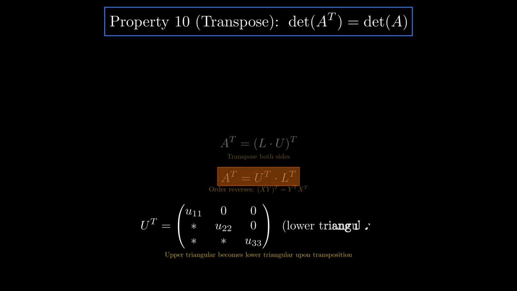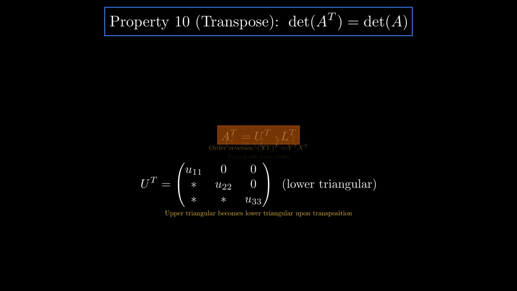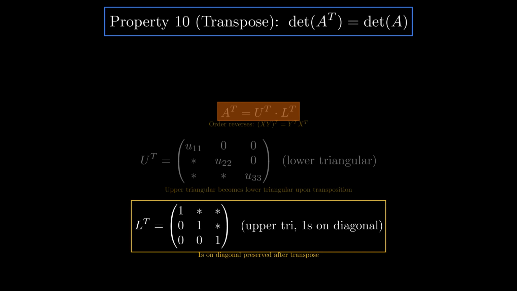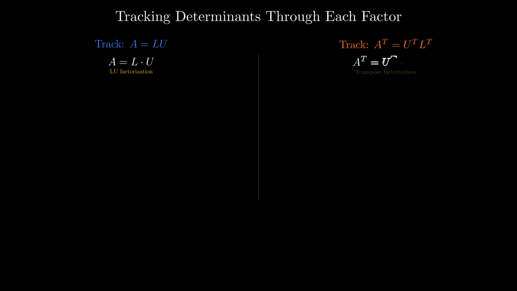Notice what happens to the shapes. U transpose, which was upper triangular, is now lower triangular. And L transpose, which was lower triangular with 1s on the diagonal, is now upper triangular with 1s still on the diagonal. Now let's track the determinants through each factor.